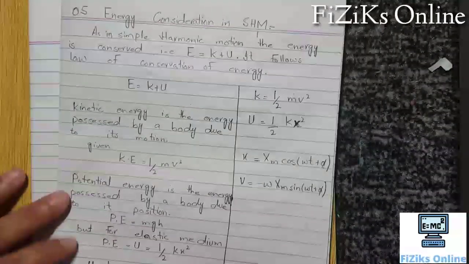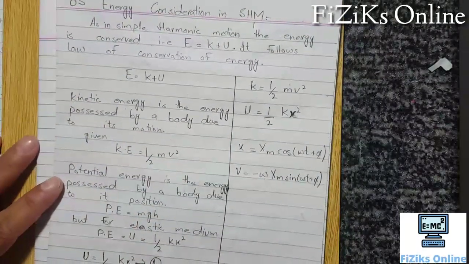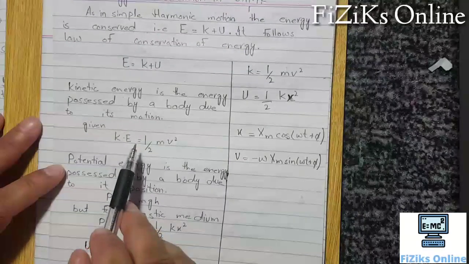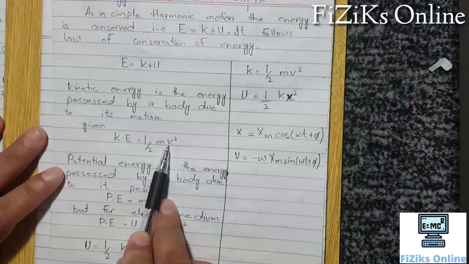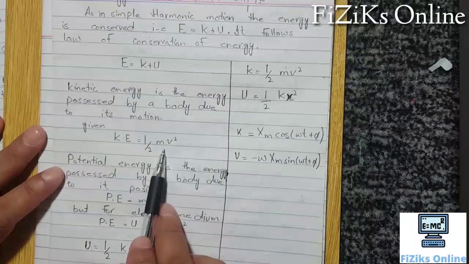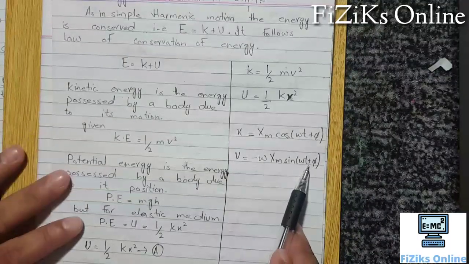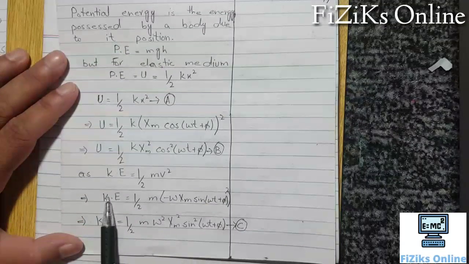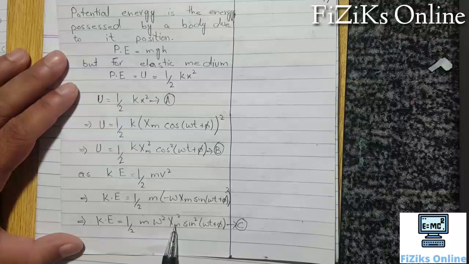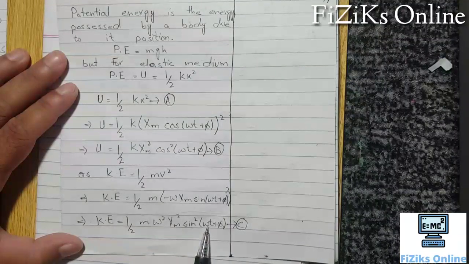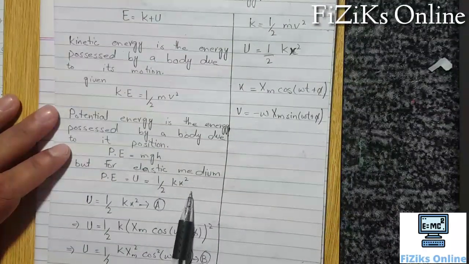We have derived equations for kinetic energy and potential energy separately. K equals half mv squared. V for simple harmonic motion is minus omega xm sine(omega t plus phi). So we have put the value here. This gives us kinetic energy equals half m omega squared xm squared sine squared(omega t plus phi), and potential energy equals half kx squared.